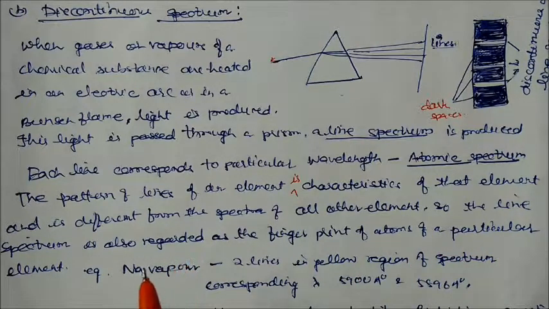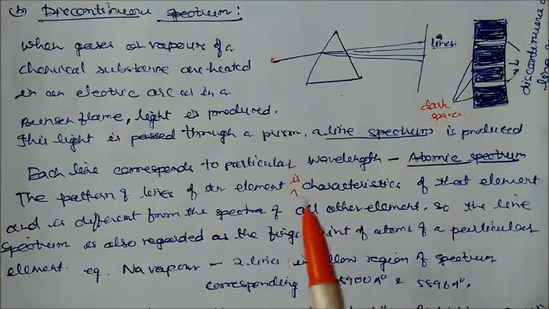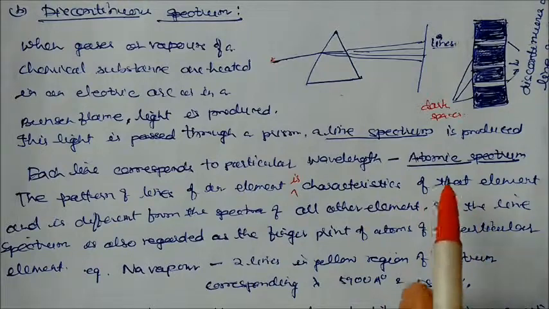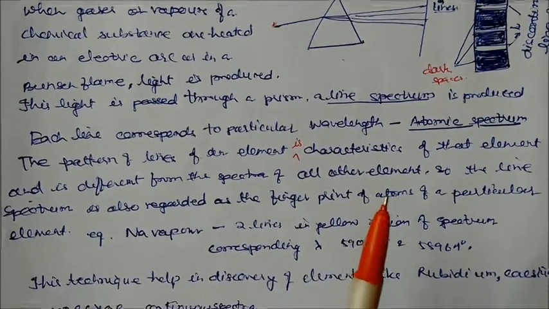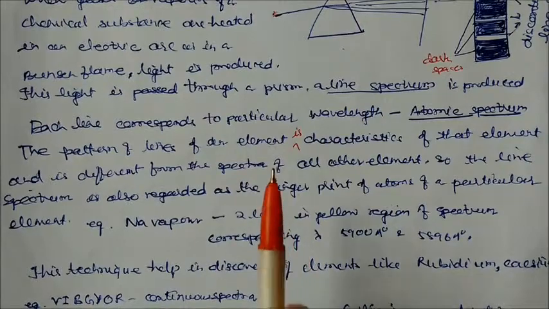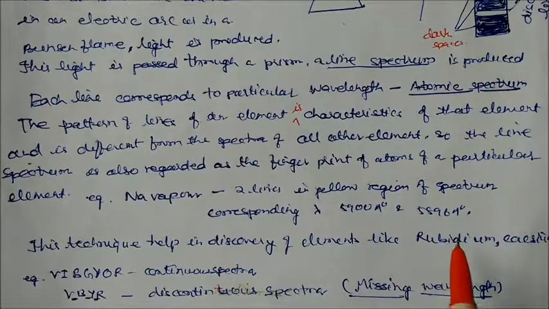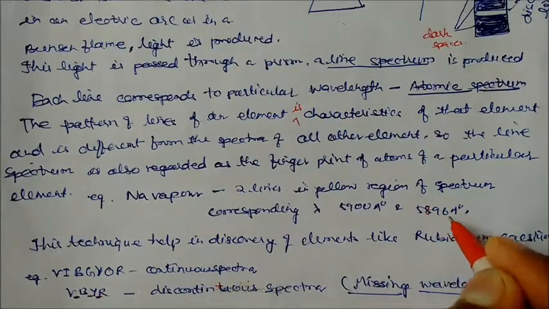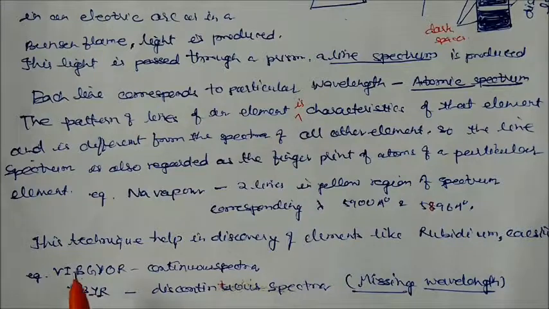Like the fingerprint of every human being is different, if lines are different, then we can identify that these elements and atoms are also different. So this is used for identifying atoms. In this way, helium was identified from the sun. Sodium vapor produces two lines in the yellow region of the spectrum: one is 5890 angstrom and the second is 5896 angstrom. These two are different wavelengths. This technique helped in the discovery of some elements like rubidium and cesium.